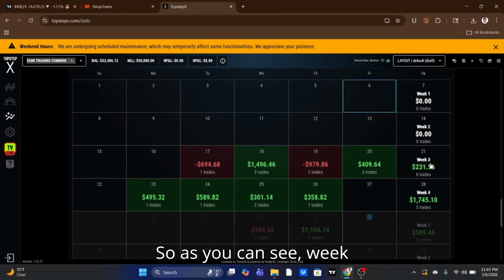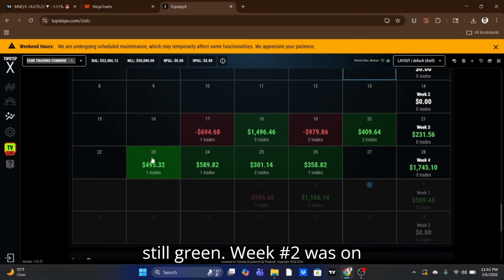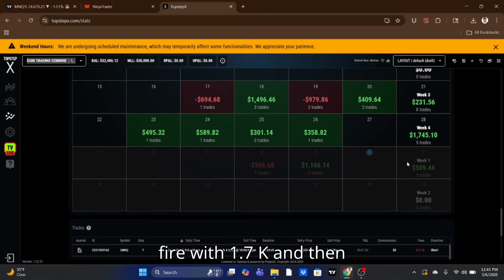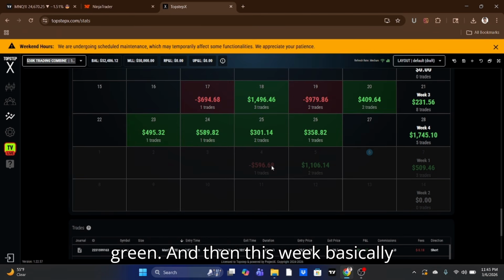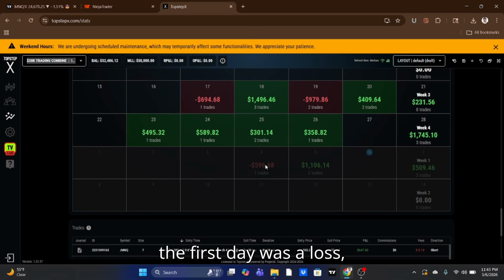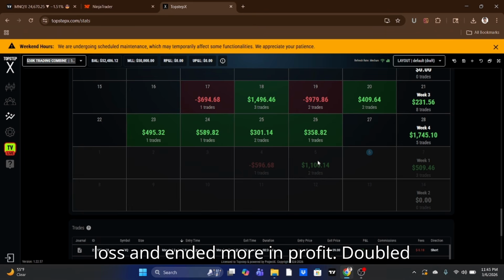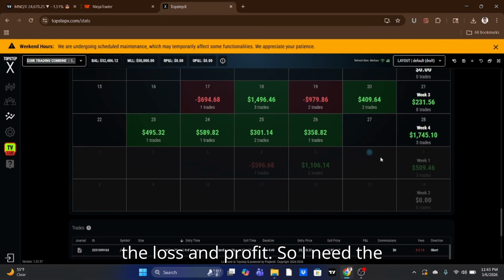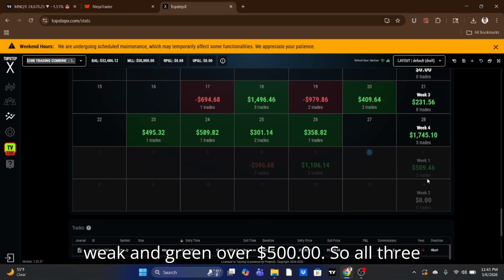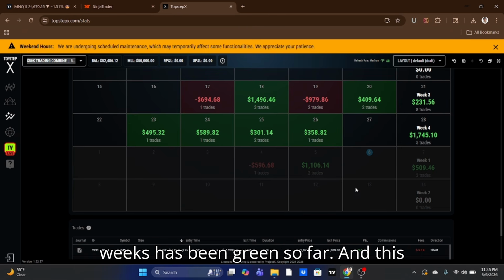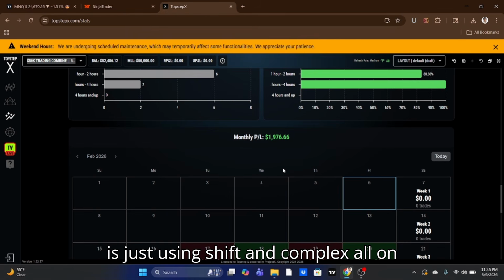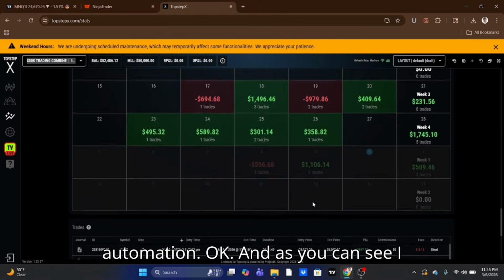So as you can see, week number one, I ended green, still 231, not a lot obviously, but still green. Week number two was on fire with 1.7k, ended green. And then this week, basically the first day was a loss. Second day made it up for that loss and ended more in profit, doubled the loss and profit. So I ended the week in green, over $500. So all 3 weeks have been green so far. And this is just using Swift Algo X and ConFluX all on automation.